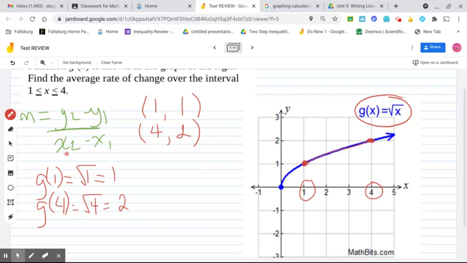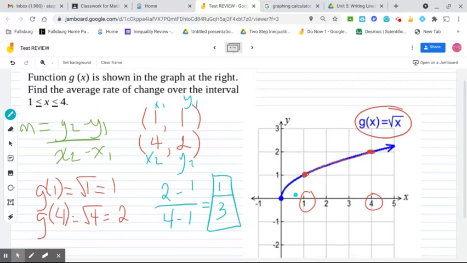So we're going to plug in using our points to our slope formula. So x1, y1, x2, y2. So that means we have 2 minus 1 over 4 minus 1, which gives me 1 over 3. So the average rate of change is 1/3 here between the intervals 1 and 4.